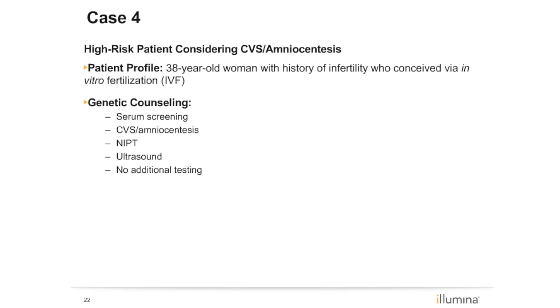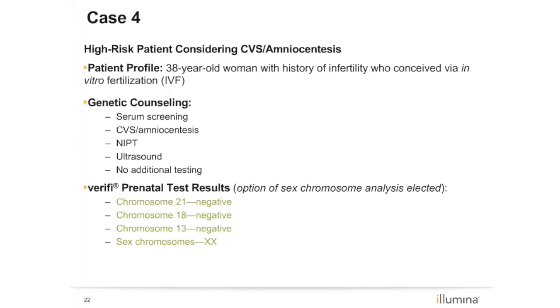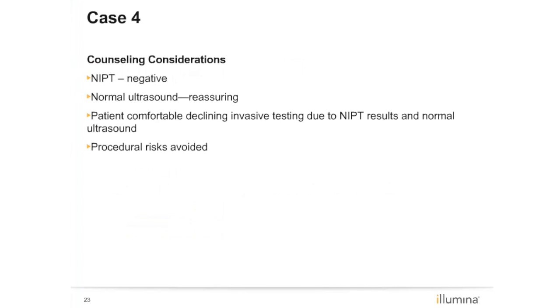This next case demonstrates how NIPT is an alternative option for information in patients who have undergone assisted reproductive therapy to achieve a pregnancy. Often, patients who pursue assisted reproductive therapies are hesitant to pursue diagnostic testing given the risk of pregnancy loss. This is a 38-year-old patient who was interested in accurate testing but uncomfortable with the risks associated with CVS and amniocentesis. She was offered a traditional screening, invasive diagnostic testing, non-invasive prenatal testing, and ultrasound. This patient chose NIPT, which did not report aneuploidy in any of the chromosomes tested. Based on the negative NIPT result and a detailed anatomy ultrasound with no significant findings, the patient declined diagnostic testing.